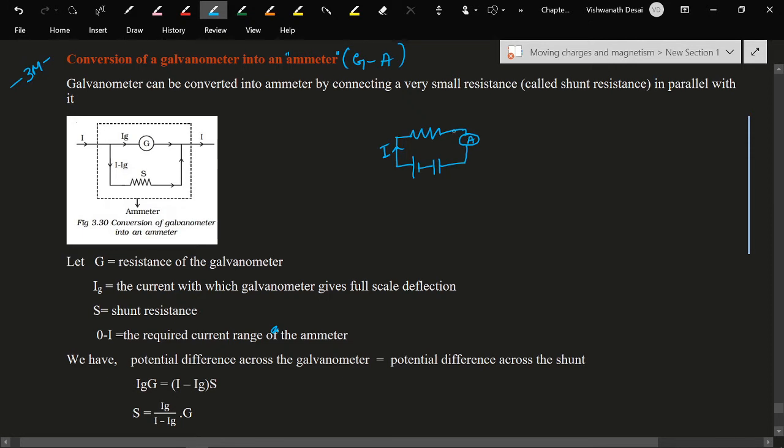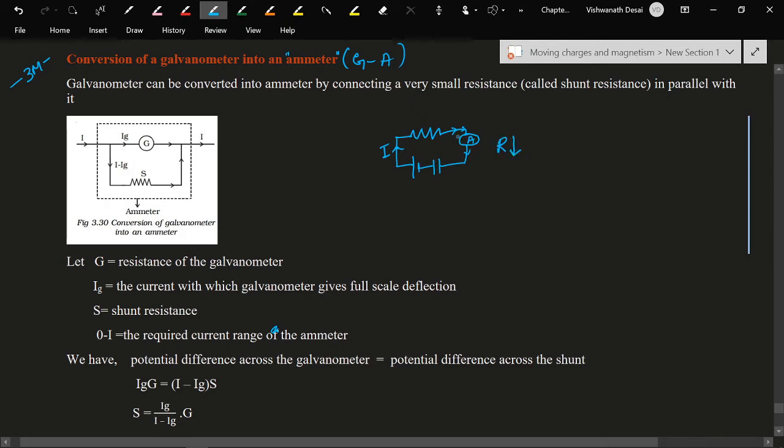Therefore, it should be connected in series. The current will flow in the ammeter and it detects the current in it. But the introduction of this ammeter should not alter the current in the circuit. Hence, it must have very low resistance. The resistance of an ammeter should be very low.